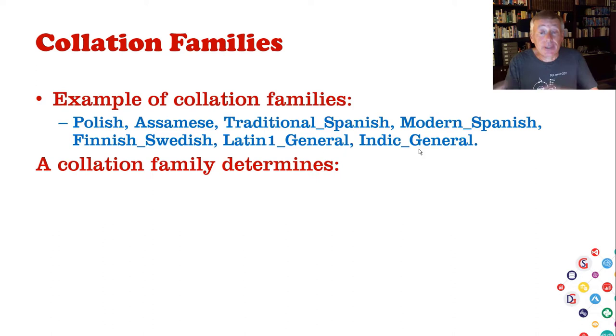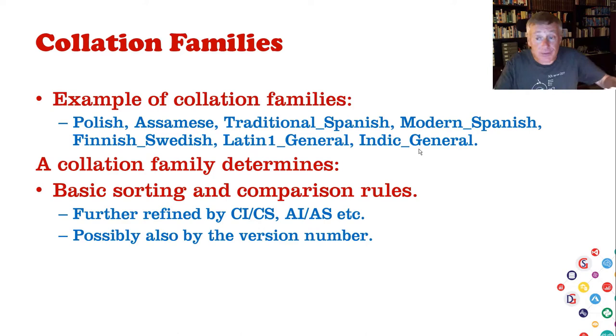Because the collation family, what does it determine? First of all, the basic sorting and comparison rules, because they follow from the alphabet. Then they're further refined by whether the collation is case sensitive, and the same thing for accent sensitivity. The version number can also have some effect. We're going to see one example of this.